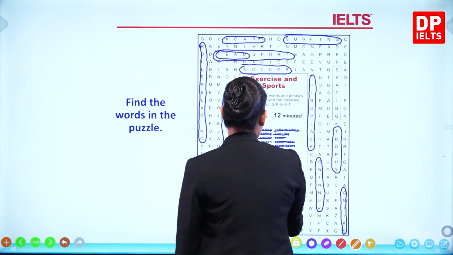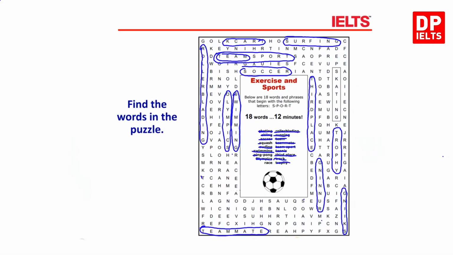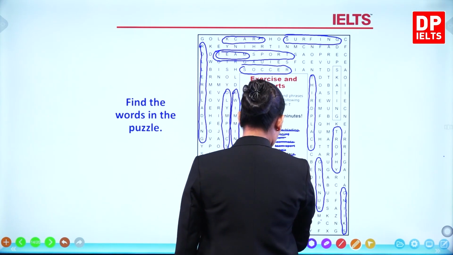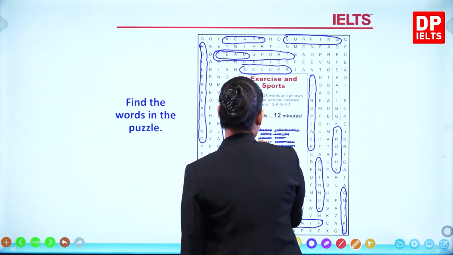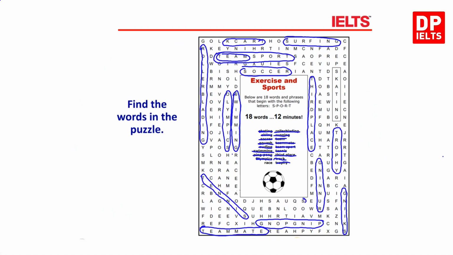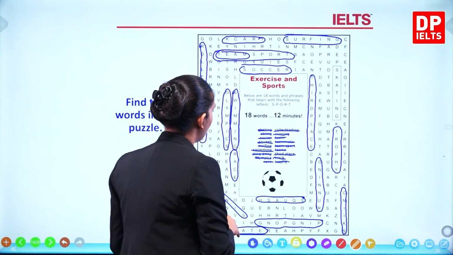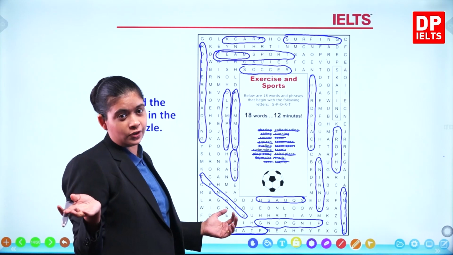Then we have tennis. So tennis is going to start like this, and we're going to finish with this. Then we have ping pong, which is here. Done. And then we have squash, which again is here. And finally, we have race, which is here. So we've got all 18 words, and I'm sure you also have got it.